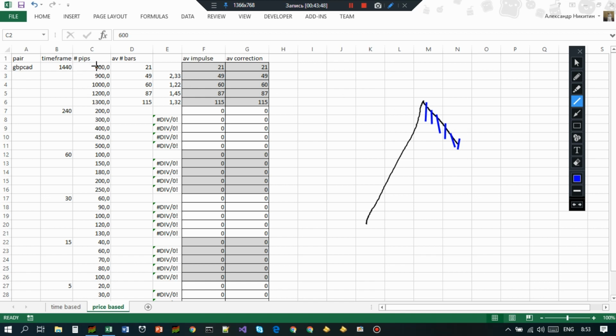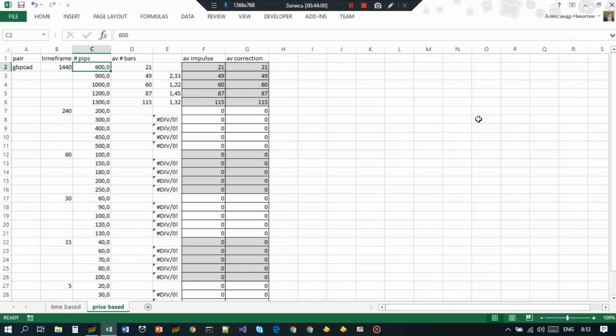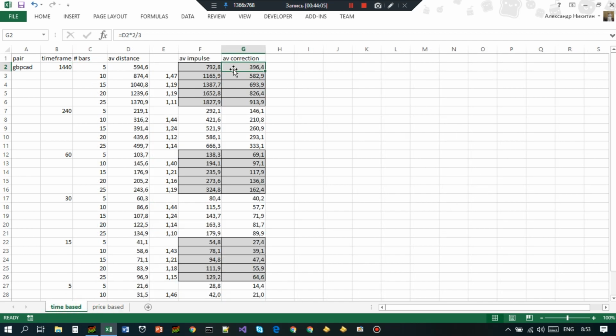Okay, we have 600, we have wrong algorithms. It should detect the correction. So we have wrong algorithms, guys. Sorry. Let's recalculate that. The algorithm should detect corrections, and we know that our average corrections are this. We don't need impulses, we don't need average distance, average swing. We should have the smallest. It should detect the correction and show us what is the correction.